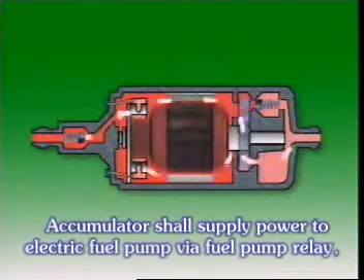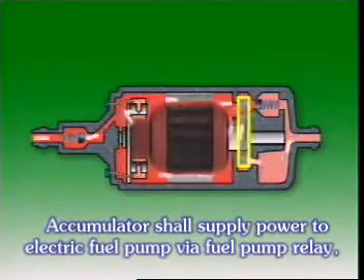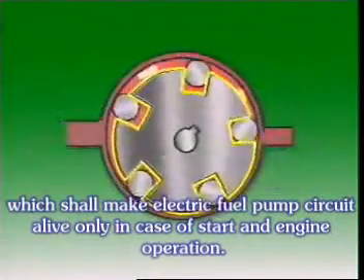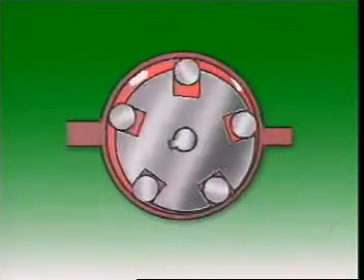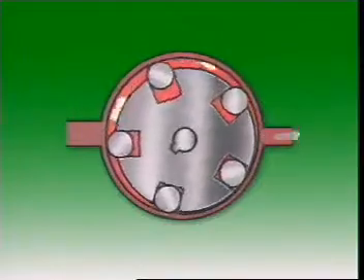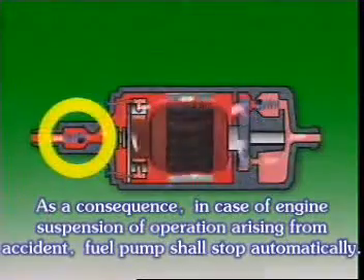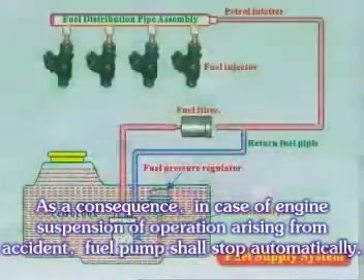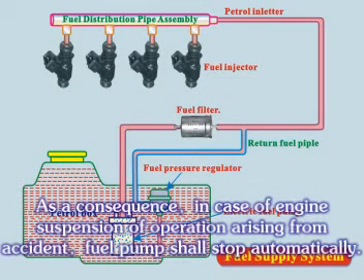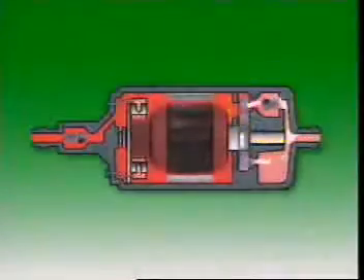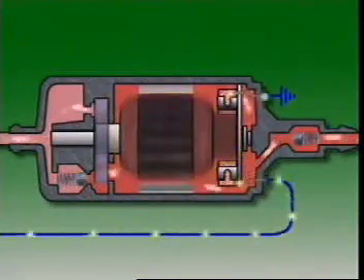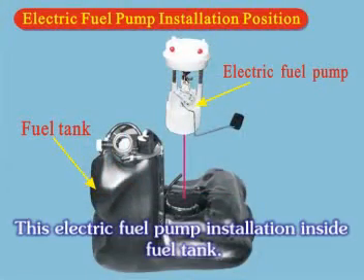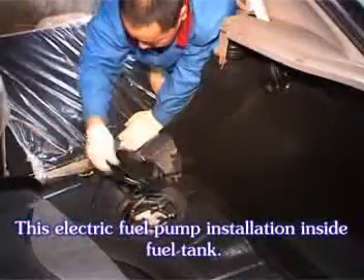The accumulator shall supply power to the electric fuel pump, while the fuel pump relay makes the electric fuel pump operate only in case of start and engine operation. As a consequence, in case of engine suspension of operation arising from an accident, the fuel pump shall stop automatically. This electric fuel pump is installed inside the fuel tank.